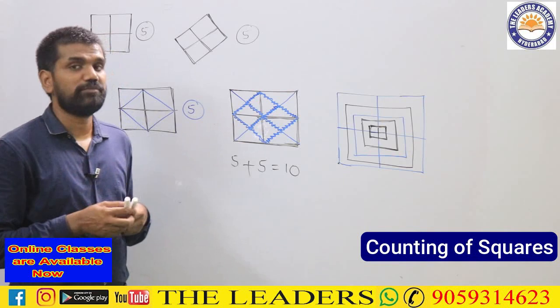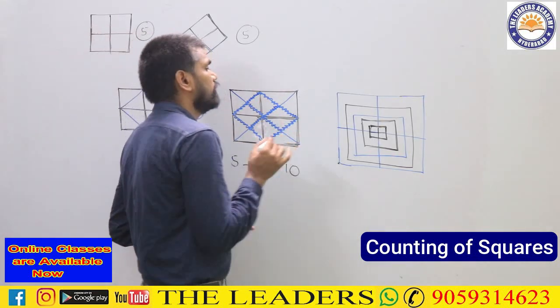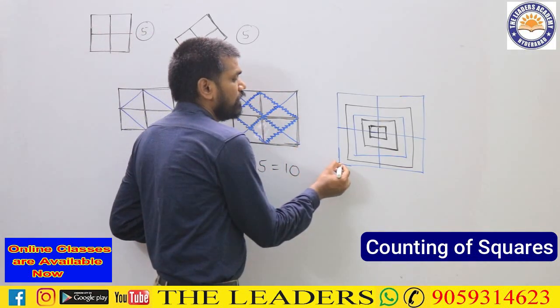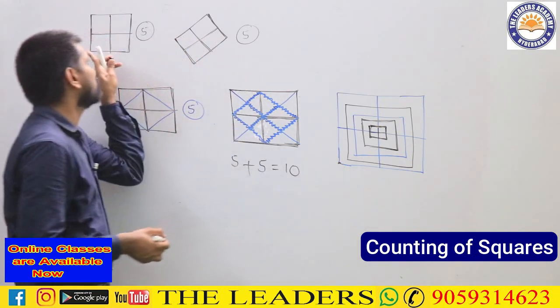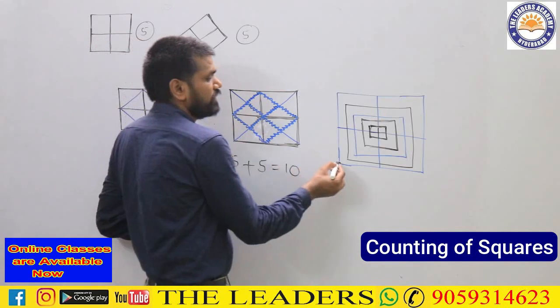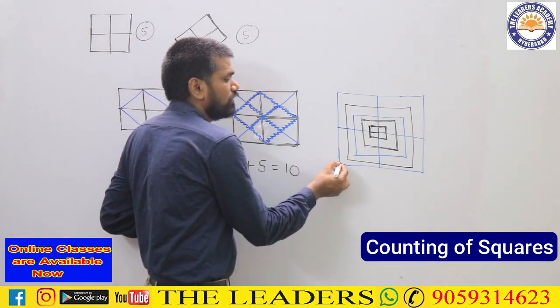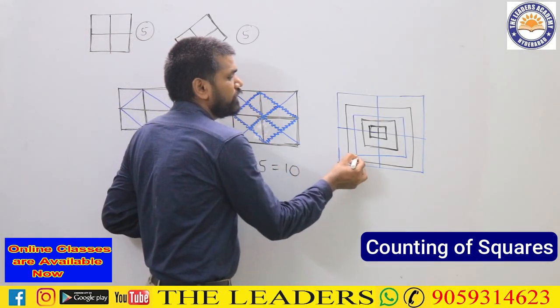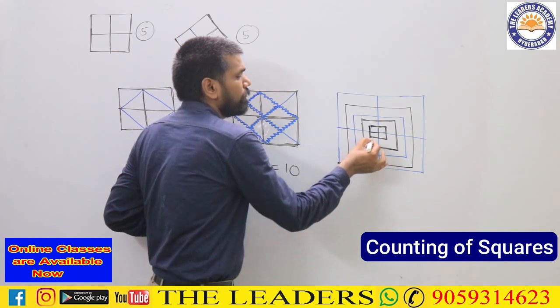So if I wish to count the number of squares in this one, you simply go ahead by counting in this manner. How many such structures are there? You count it like this, taking one corner. 1, 2, 3, 4, 5.